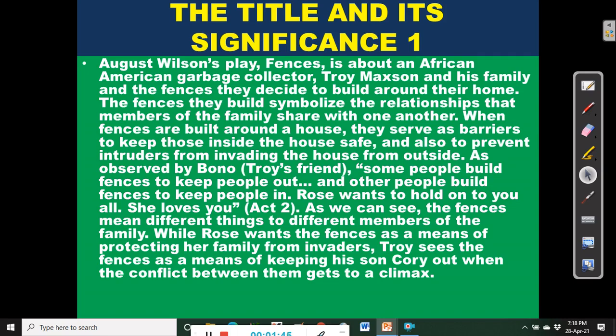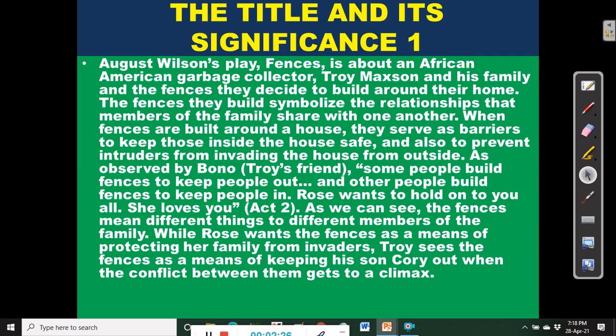When fences are built around the house, they serve as barriers to keep those inside the house safe and also to prevent intruders from invading the house from outside. As observed by Bono, Troy's friend, some people build fences to keep people out, and other people build fences to keep people in. Rose wants to hold on to you all. She loves you. You will find this statement by Bono in Act 2.